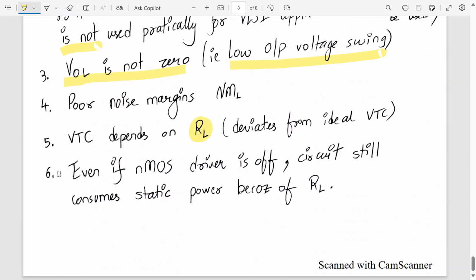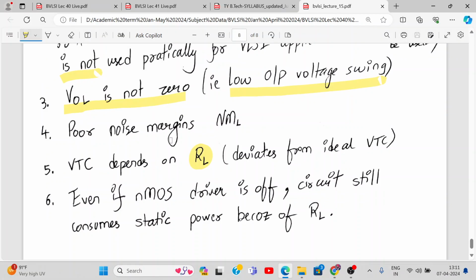So next time we'll start with the CMOS inverter and see its features. We will do its analysis, derivation for all the five critical parameters, and also solve some numericals. So yeah, that's it for today.